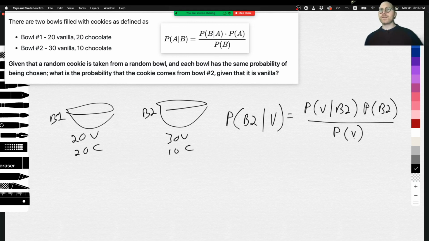Okay, so we've got that. Let's start writing down information. So what is the probability of vanilla given bowl 2? Well, let's look at bowl 2. That's 30 vanilla out of 40 cookies, right? So that is 3/4.